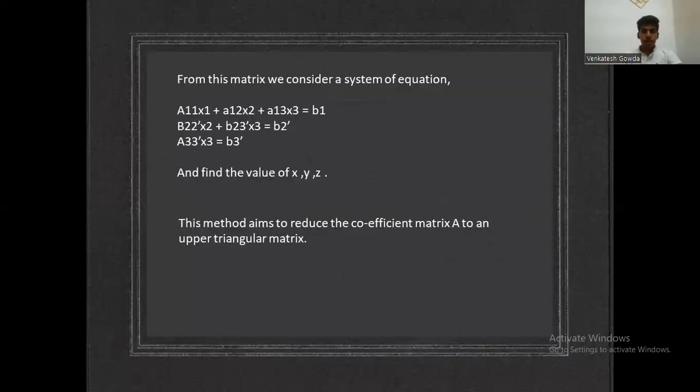So from this matrix, we consider the system of equations a11x1 plus a12x2 plus a13x3 is equal to b1, b22x2 plus b23x3 is equal to b2 dash, and a33x3 is equal to b3 dash, and we shall find the values of x1, x2, x3. So basically, this method aims to reduce the coefficient matrix A to an upper triangular matrix by converting three elements to 0.